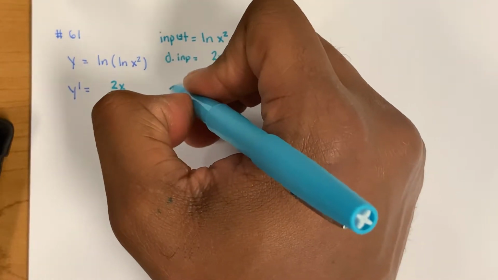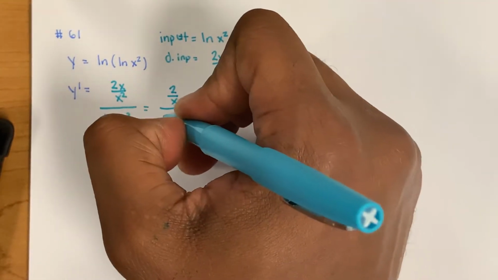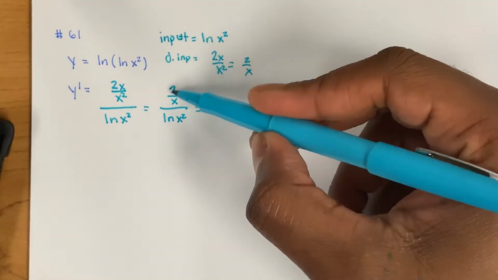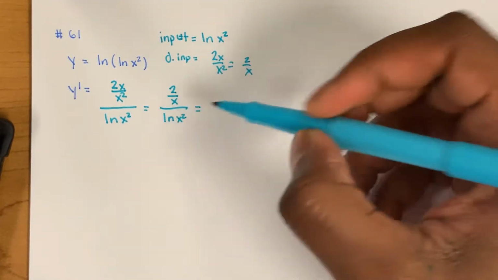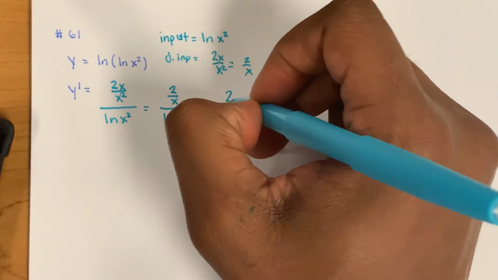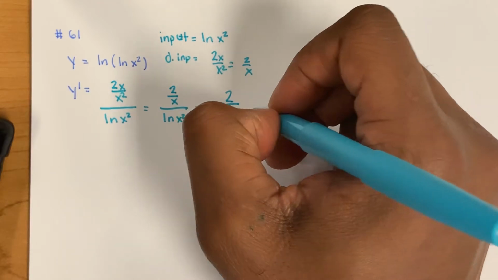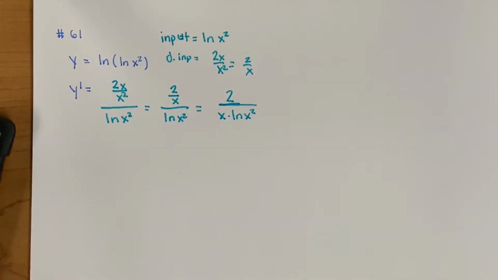First, that's going to simplify to be just 2 over x over the ln of x squared. But you know Mr. Martin's rule, if you have a divided by b divided by c, we can make that a over b times c. And that's our final answer.